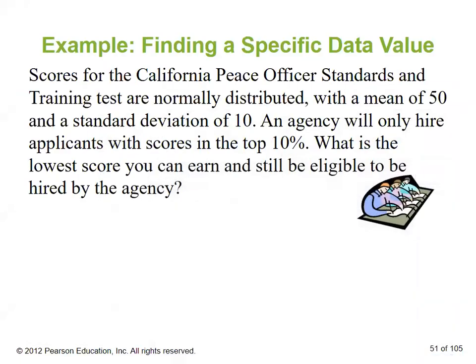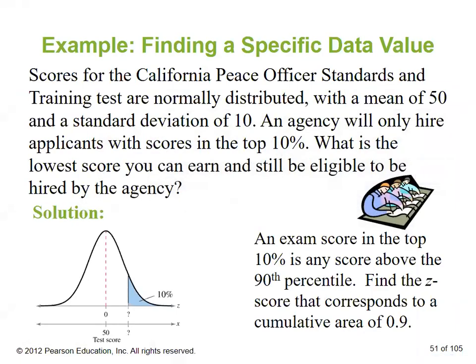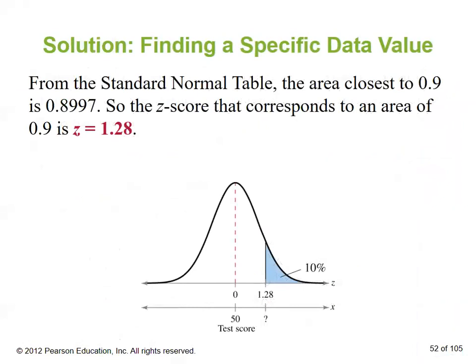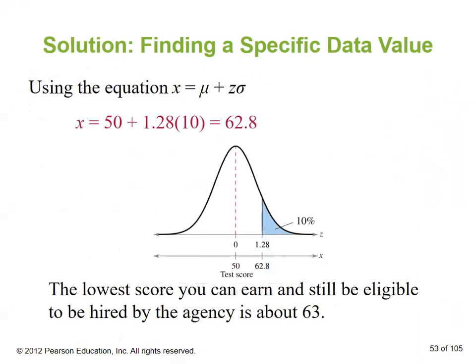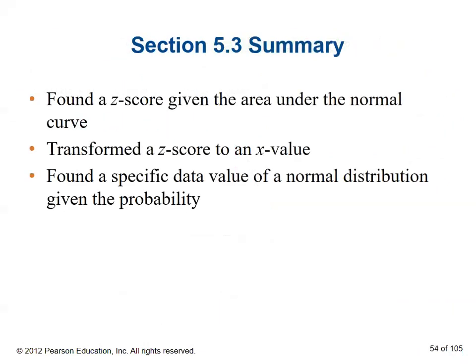Now, let's double check. Since we got a z-score of 1.28 the first time we did it, and we plugged in, we got 62.8. We did it using inverse norm, and we still got 62.8. So you would need a score of about 63 in order to be eligible to be hired. And that is it.